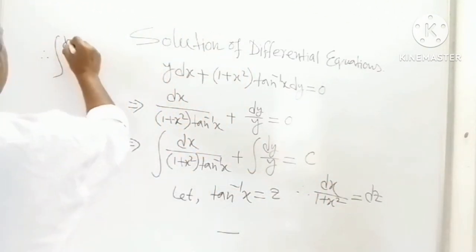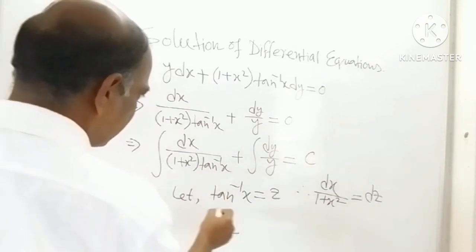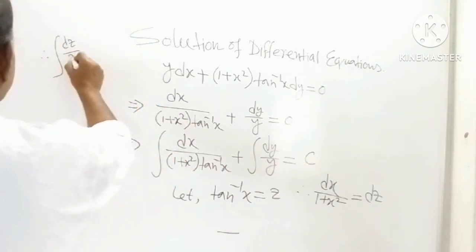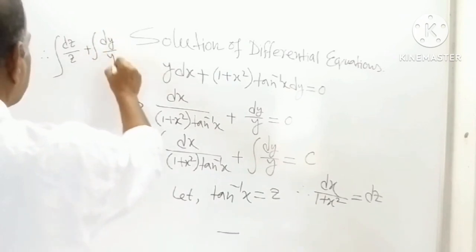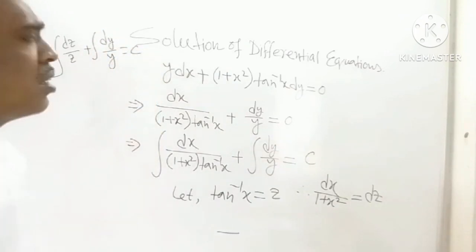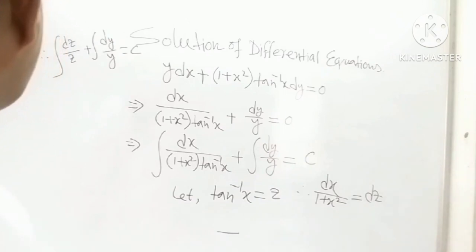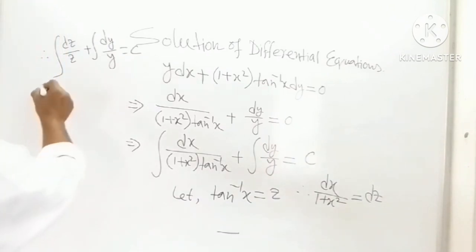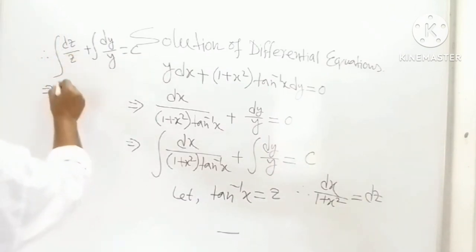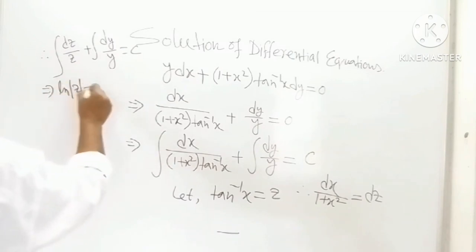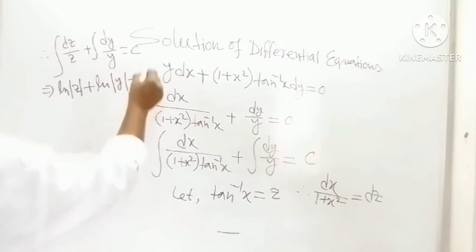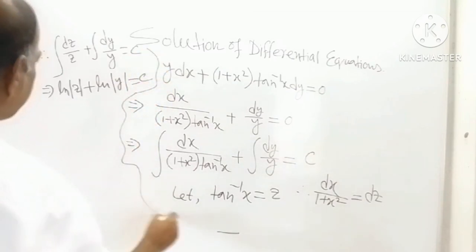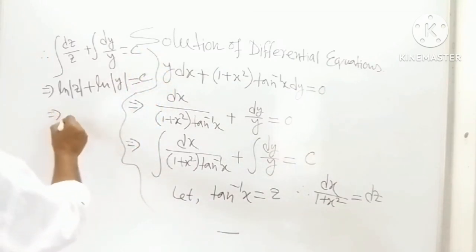So dz divided by tan inverse x, that is z. So integration of dz by z plus integration of dy by y is equal to constant of integration C. So here what we are getting? Log of mod z and here log of mod y is equal to C.